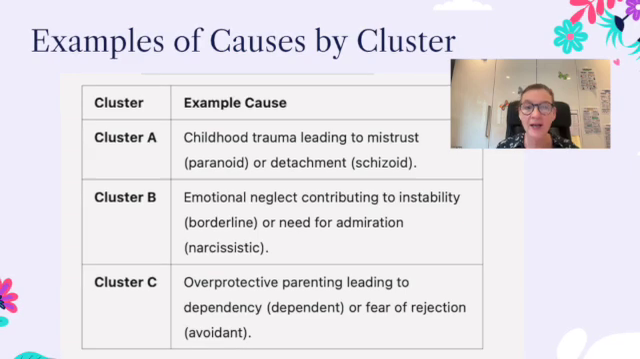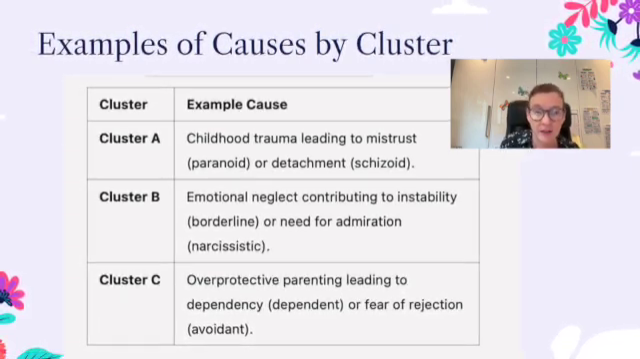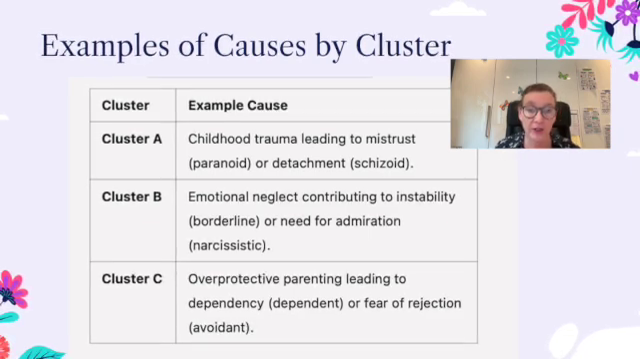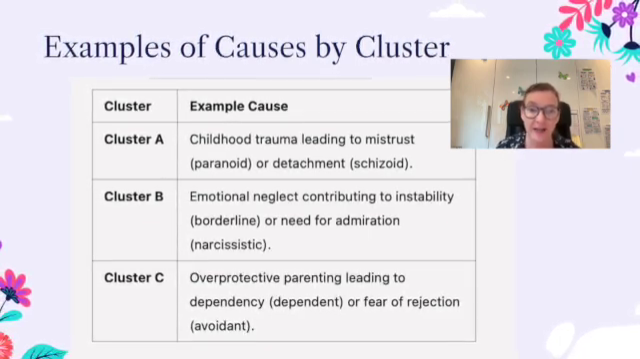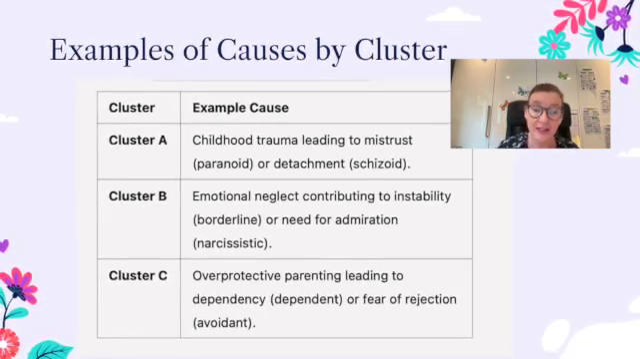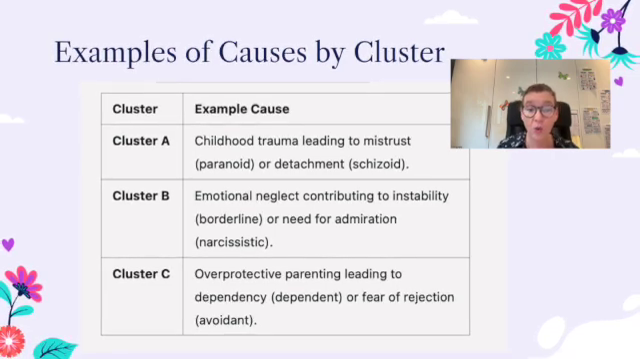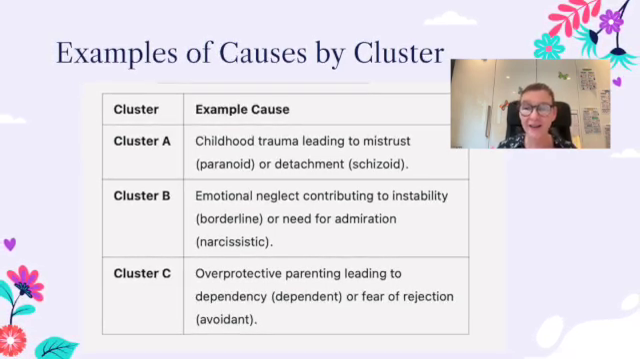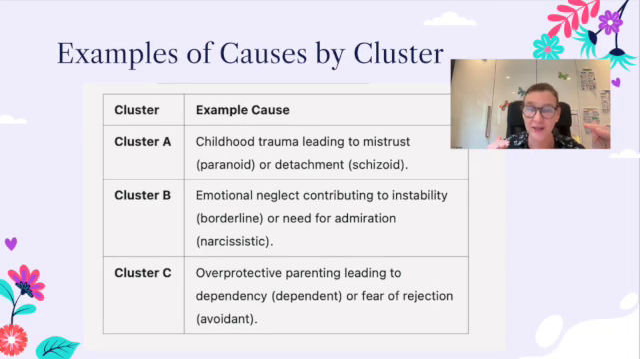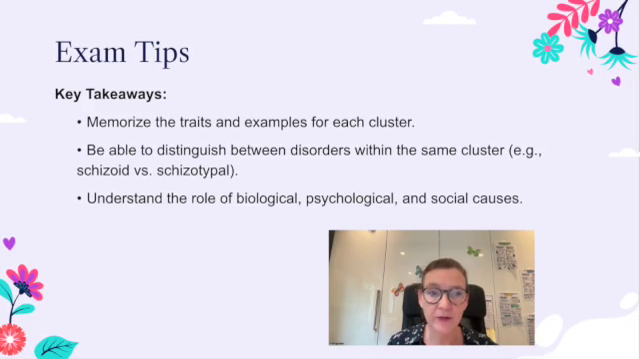So we have cluster A, childhood trauma leading to mistrust, paranoid, or detachment, schizoid. Then cluster B, emotional neglect contributing to instability, that would be borderline personality, or need for admiration, narcissistic disorder. And then cluster C, we have overprotective parenting leading to dependency or fear of rejection. So just how they all work together to give you some examples for each of the clusters.